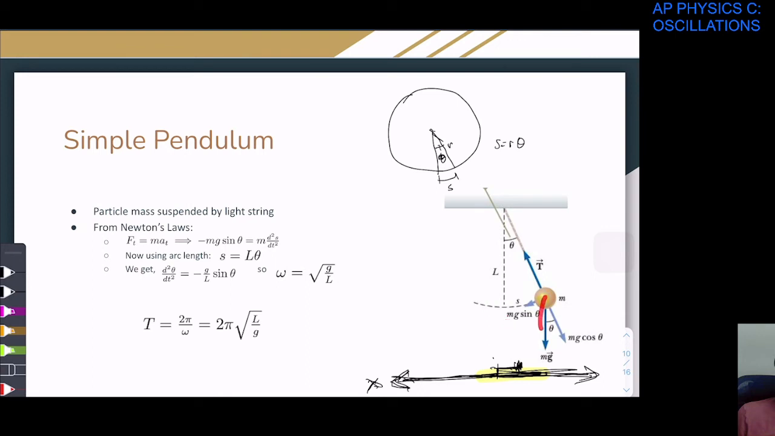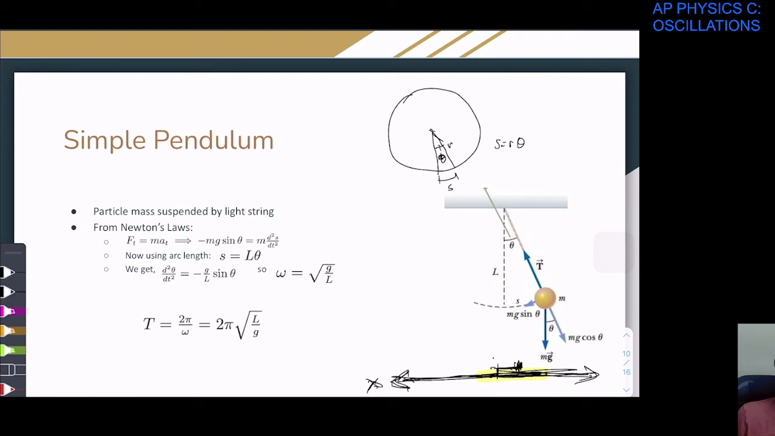So mg is the normal weight, right? And theta is this angle with respect to the vertical. And the sine would give us this component over here that we're interested in. It'll be opposite the angle, so it'll be like the projection onto this x-axis over here.